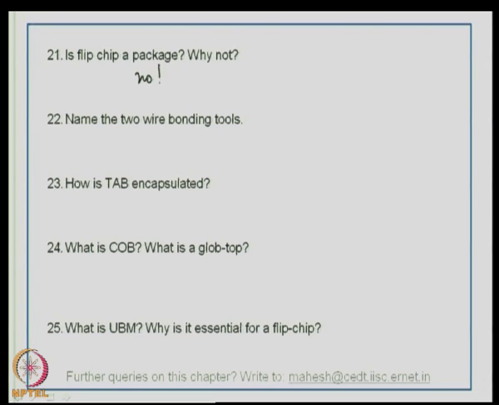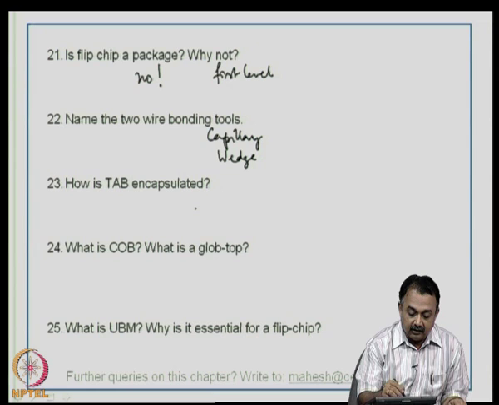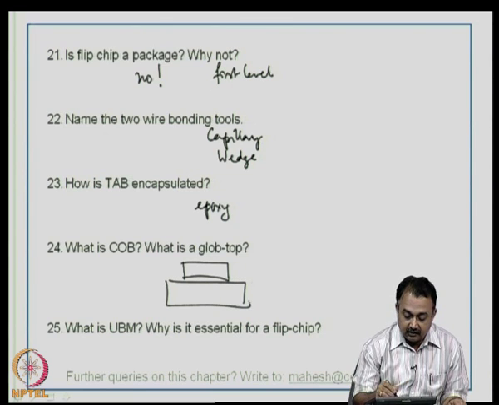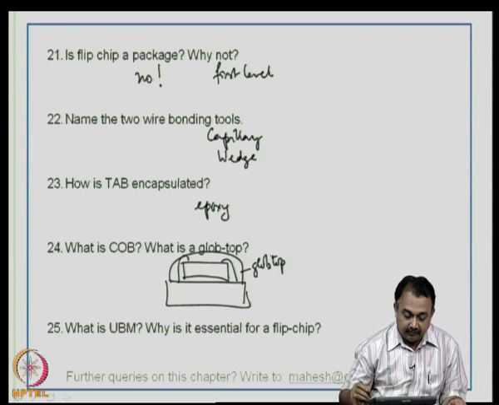And finally, is flip chip a package? Flip chip is not a package, because it is only a first level interconnection choice. Two wire bonding tools, capillary and wedge, are the two tools used for wire bonding. TAB is encapsulated by epoxy resin. Chip on board is when you have a chip mounted on an organic substrate and then do wire bonding and apply glob top. This is the cross section for a glob top.